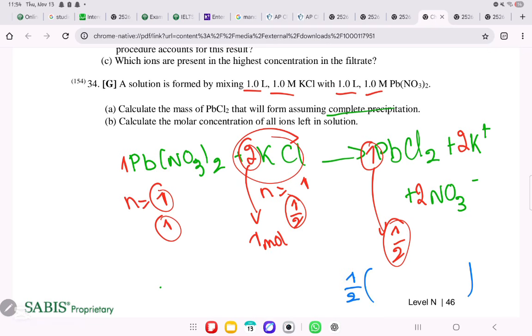Oh, actually, I believe they want the mass. Yeah, the mass of PbCl2 formed. So it's going to be half multiplied by the molar mass of PbCl2, which is how much? Which is 278. So you should get your answer to be 139. To two significant figures, 1.4 times 10 to the power of 2 grams. Okay, very, very important.